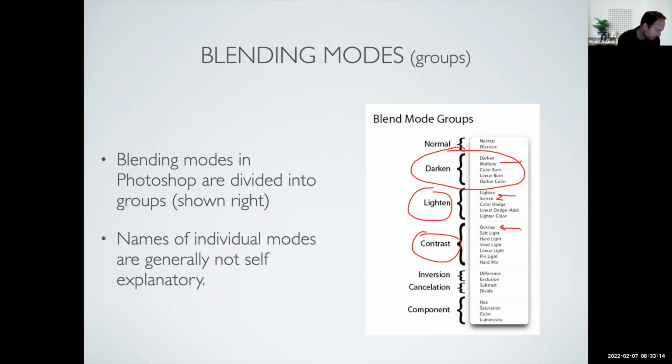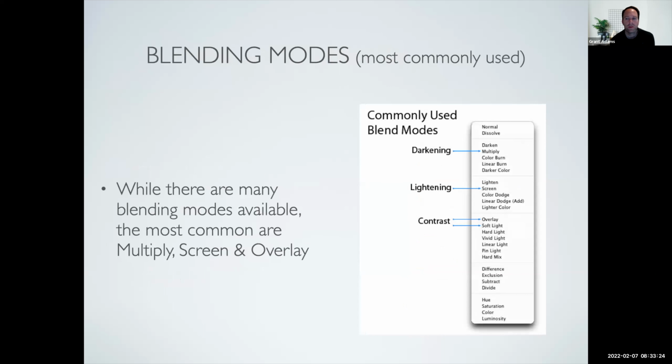And then we get down into the bottom section. Those are all more advanced topics. We will touch on luminosity today just a little bit. So, like I said, we're going to work primarily with multiply, screen, and overlay. A little bit later in the class, we'll work with soft light as well. But for our purposes today, primarily multiply, screen, and overlay.